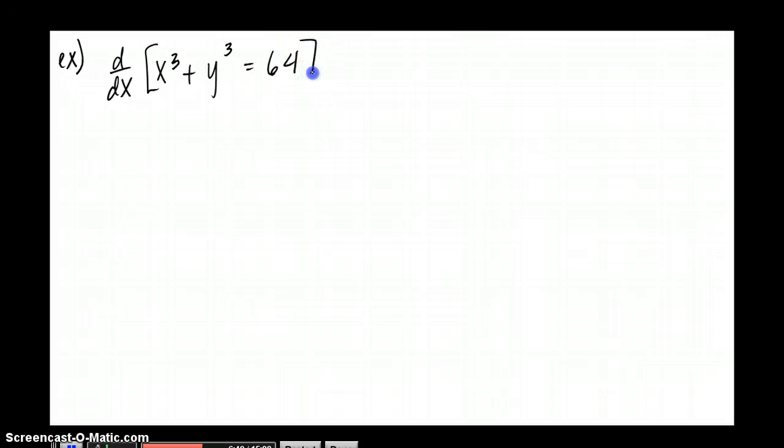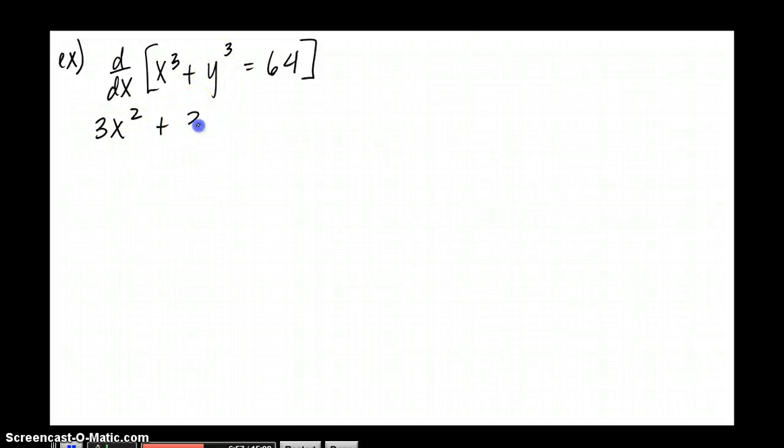Okay, so find the derivative of x cubed plus y cubed equals 64. Okay, so apply the derivative rules. Derivative of x cubed is 3x squared.